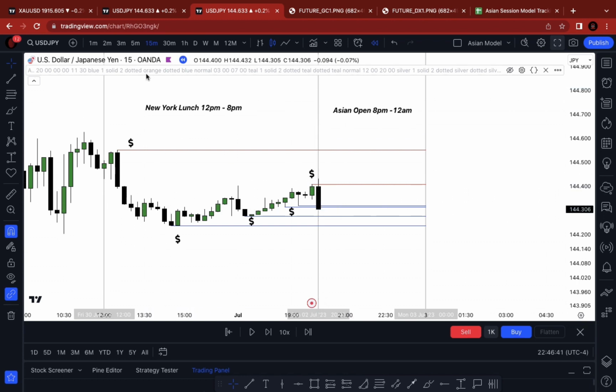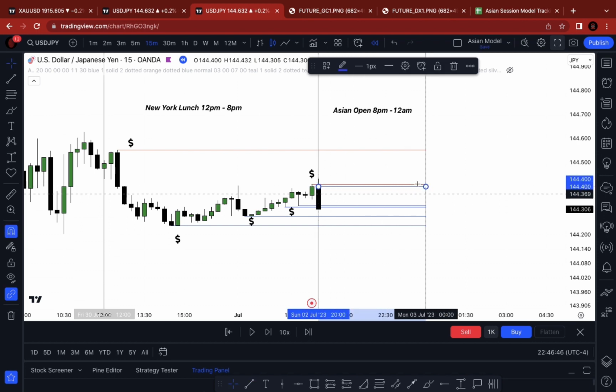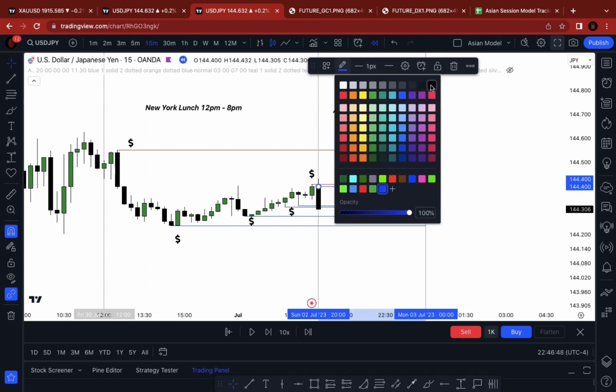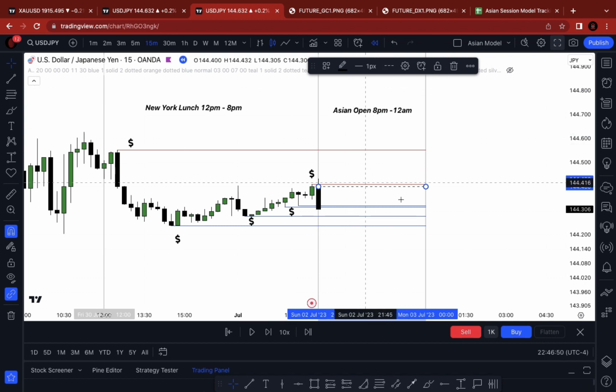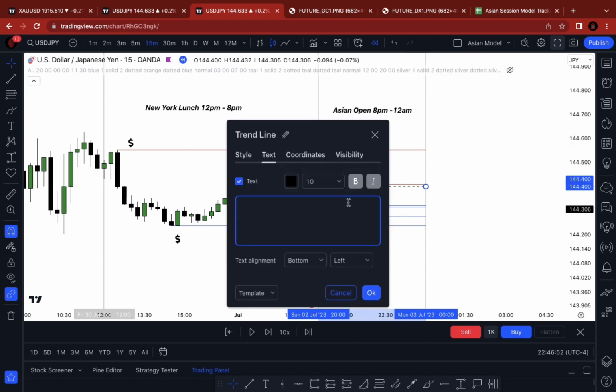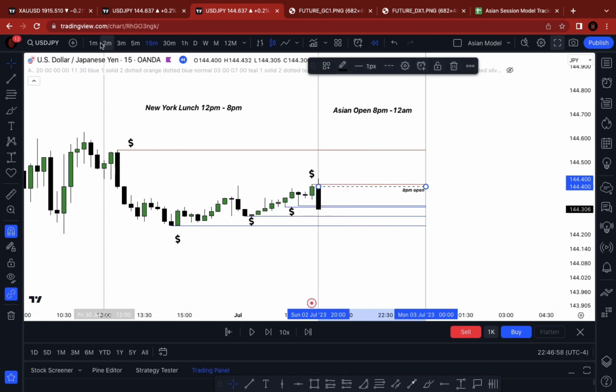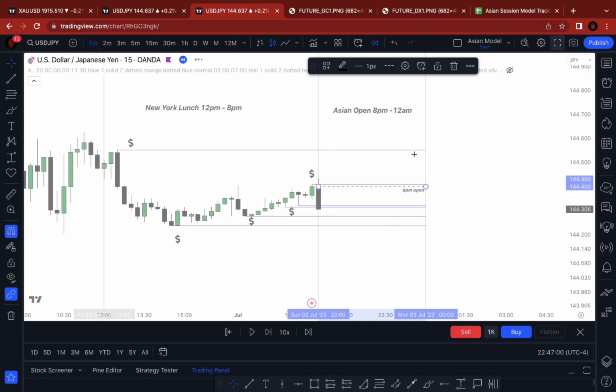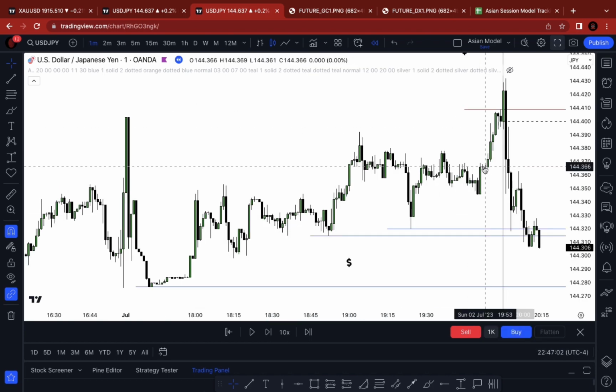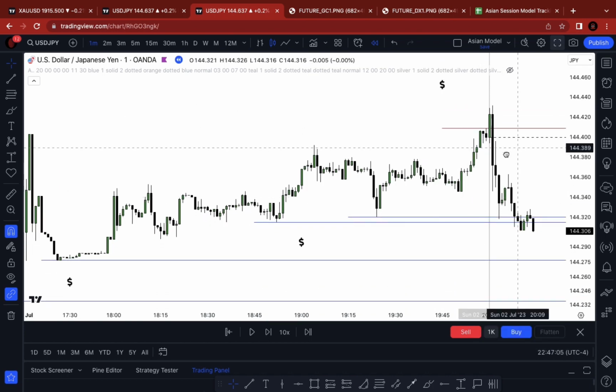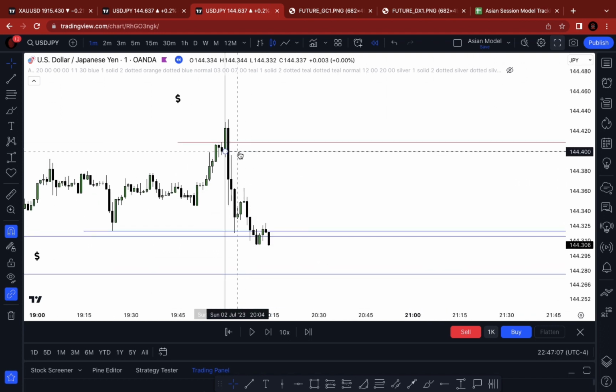Let's see what happens above the opening price. So we're going to mark off the opening price here. We're going to make it a dashed line. We're just going to say 8 p.m. open. Going down to the 1 minute time frame, I'm going to see if I got a fair value gap above the opening price. Do we get a fair value gap above the opening price? No, we just see price continue to break down.